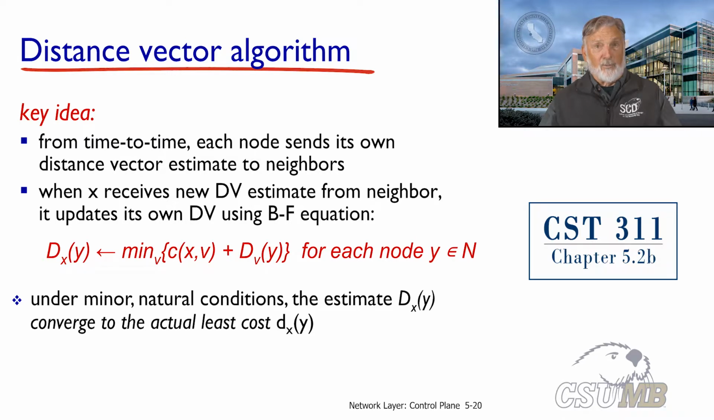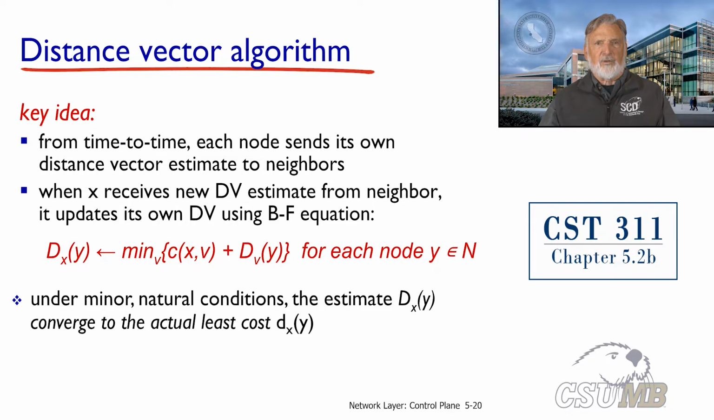What makes this algorithm work in practice? From time to time, each node sends out its own distance vector estimate to directly attached neighboring routers. When a router receives a new distance vector estimate from its neighbor, it runs the Bellman-Ford algorithm to get the new distance vector estimate. Under minor changes, the DV estimate will converge to the actual least cost path. We will discuss what minor changes mean in a later slide.